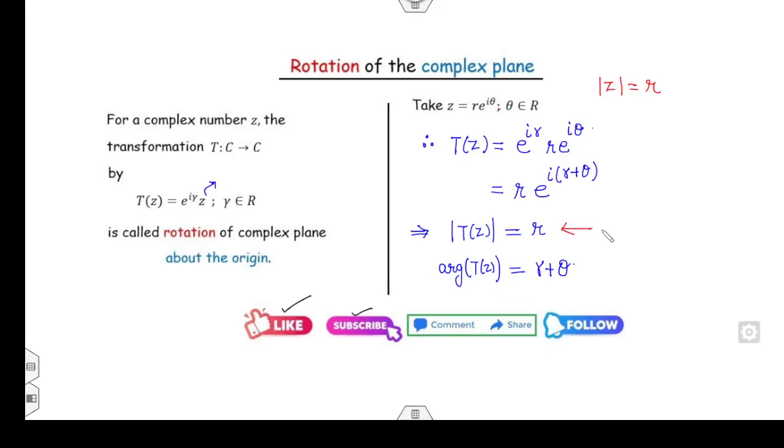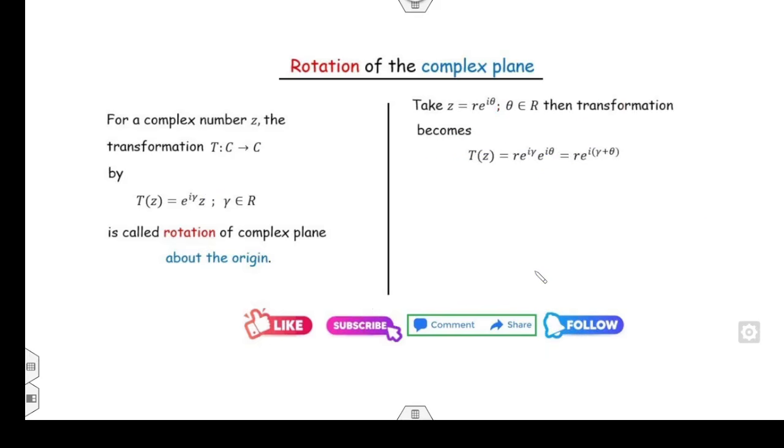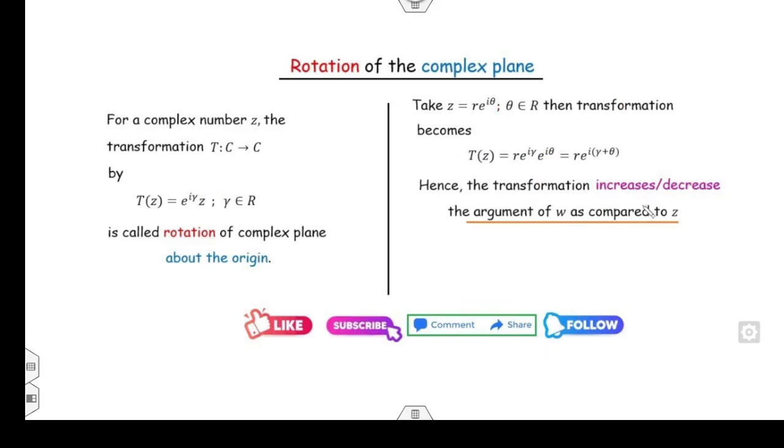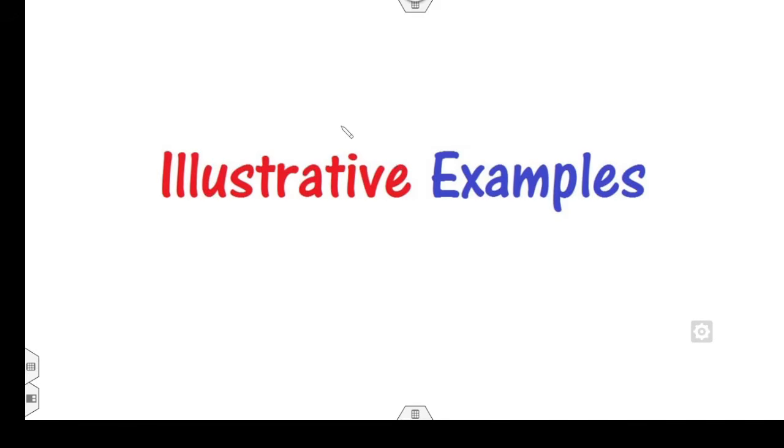So what you can say from this case is that the rotation and the original vector have the same magnitude while the argument varies. And how much it varies, it increases or decreases depending upon whether gamma is positive or gamma is negative. Now I will explain with the help of several examples.